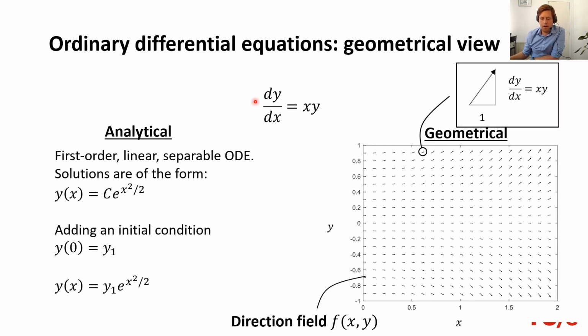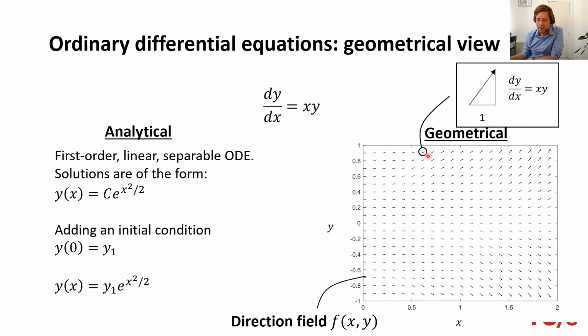So what does this actually say? Well, what this quantifies is that the derivative of the function y with respect to x should always be equal to x times y, whichever the values for x and y are. So we can actually take a look at the xy plane, and at every point in this xy plane, we can draw a triangle like this. Because this is what basically this ODE is telling us.